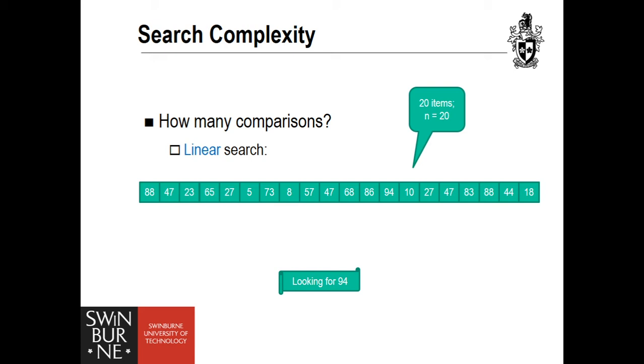Okay, search complexity. How much time does it take to find a row by restriction in a table? This depends on how many comparisons we need to perform. For example, I am looking for 94. So it will compare 88, 47, 23, 95, 27, 5, 7, 3, 8. There are many values we need to compare until we reach 94. This is what we call search complexity.